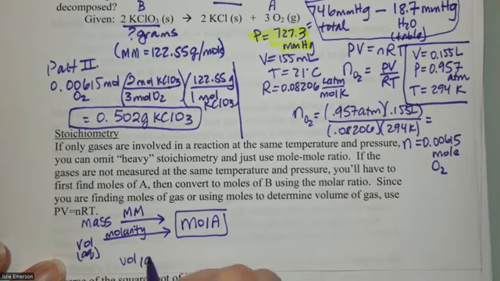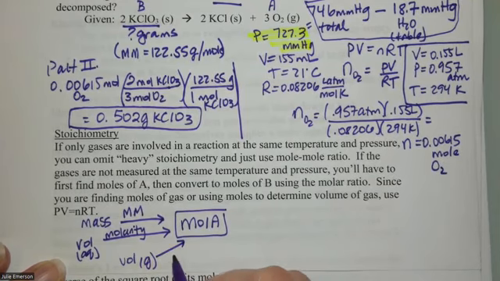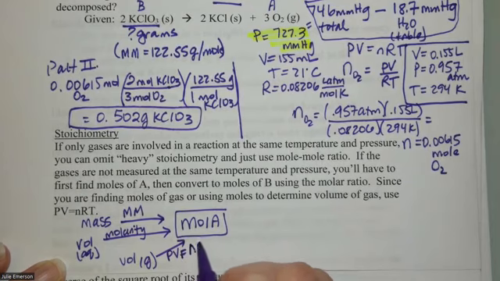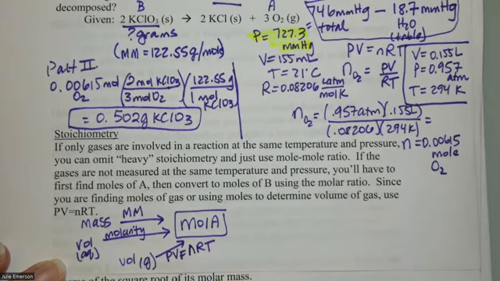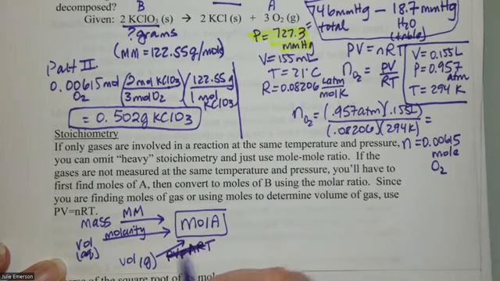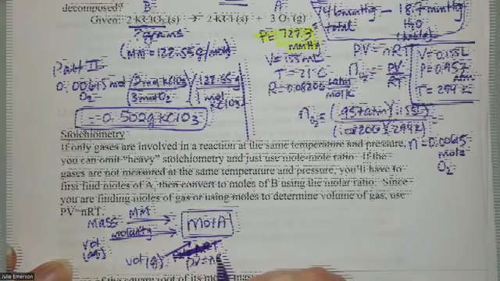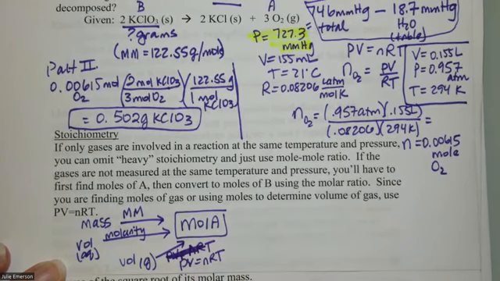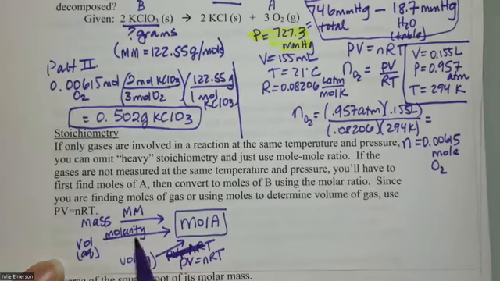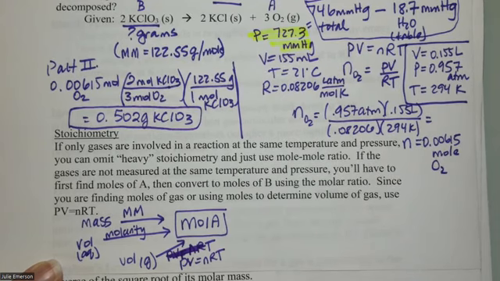If it's a gas, then to get to moles, we have to use PV equals nRT. Sorry, that looks like that didn't come out right. PV equals nRT. There we go. So not a nice simple conversion step like molar mass or molarity, but if it's a gas, you got to go through PV equals nRT.